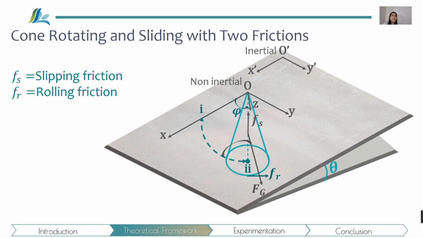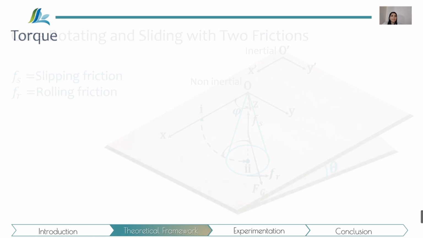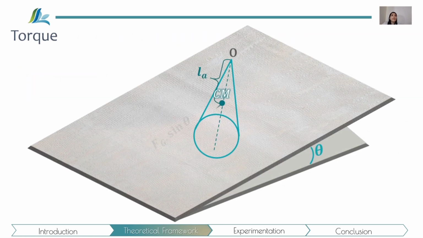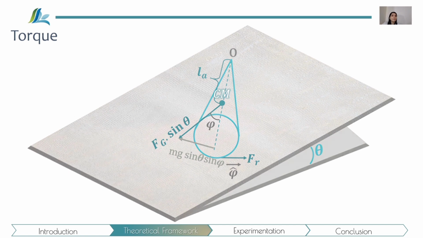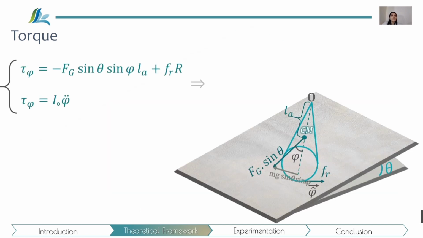At first, the movements that were only related to the cone without any slipping had been investigated. This oscillation either takes place in the I to II plane or it oscillates along this path around the x-axis. To obtain the torque, the vertical component is needed, which is obtained through mg sin theta sin phi.